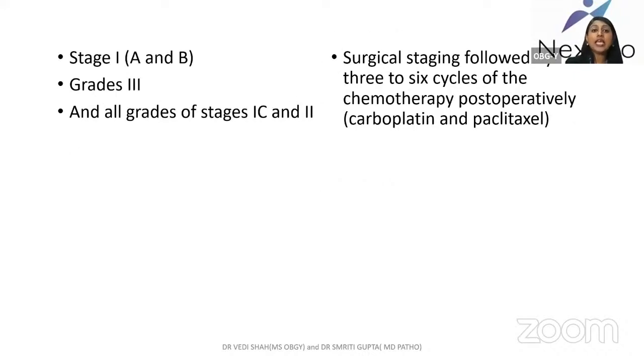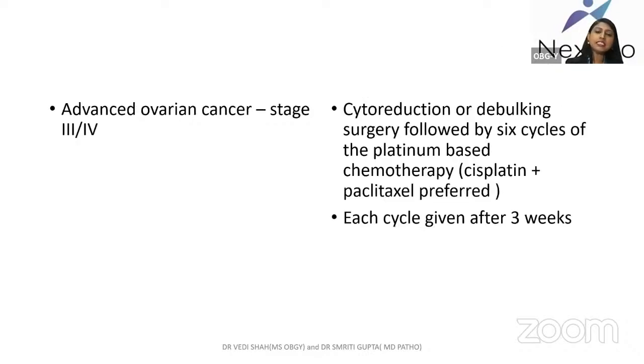Next is stage 1A and B with grade 3, and the grades of stage 1C and stage 2. You need to go for surgical staging, followed by 3 to 6 cycles of chemotherapy in the post-operative period, including carboplatin as well as paclitaxel.